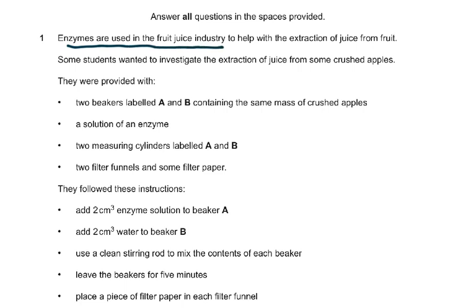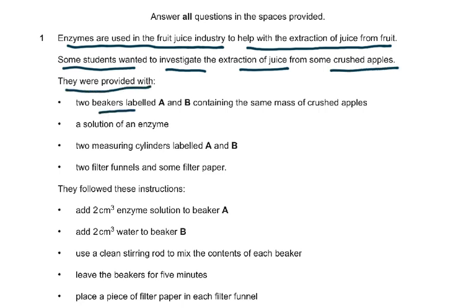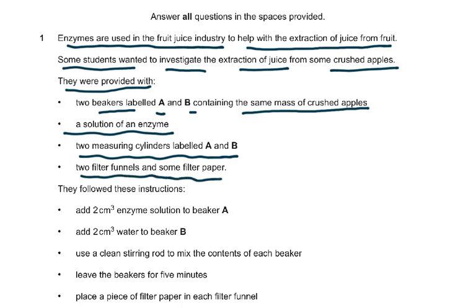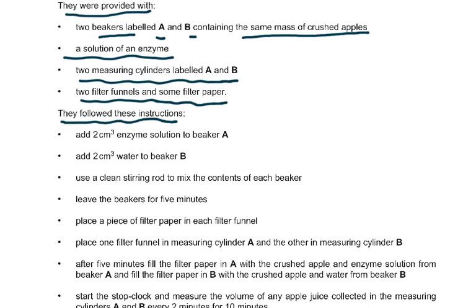Enzymes are used in the fruit juice industry to help with the extraction of juice from fruit. Some students wanted to investigate the extraction of juice from some crushed apples. They were provided with 2 beakers labeled A and B containing the same mass of crushed apples, a solution of an enzyme, 2 measuring cylinders labeled A and B, 2 filter funnels and some filter paper. They followed these instructions. Add 2 cm cube enzyme solution to beaker A. Add 2 cm cube water to beaker B.